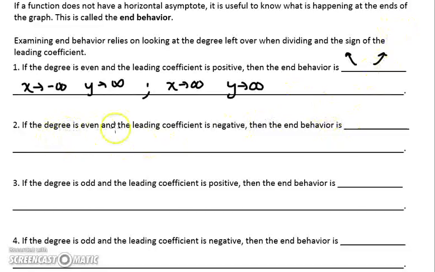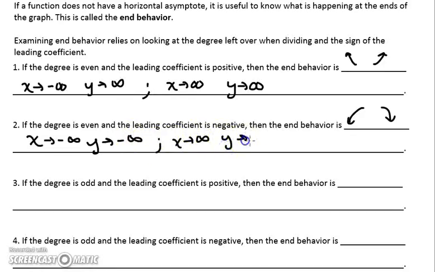So if the degree is even and the leading coefficient is negative, the end behavior is going to look like this. So we'll say as x goes to negative infinity, y is also going to go to negative infinity. And as x goes to positive infinity, y is going to go to negative infinity. So you can think of these two things as parabolas, right? We know the shape of a parabola with a positive leading coefficient is going to be like this. Negative leading coefficient of a parabola is going to look like this.